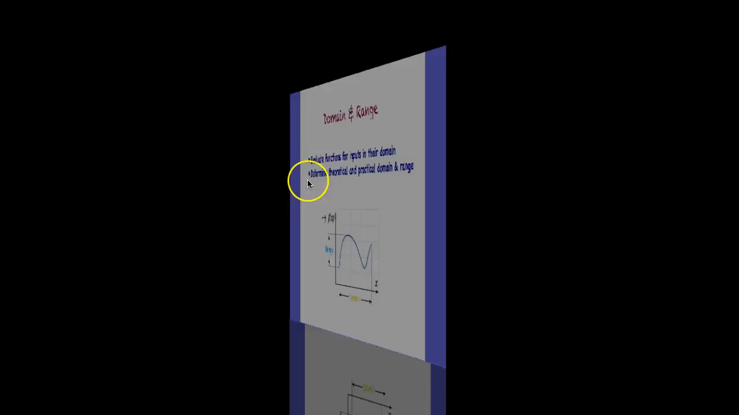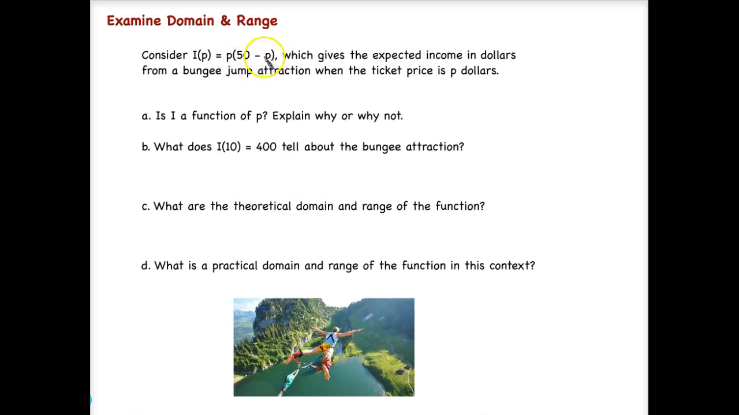Let's look at a first example. Let's examine domain and range in this problem. Consider this equation. This equation says I of p is equal to p times the quantity of 50 minus p. This gives the expected income in dollars from a bungee jump attraction when the ticket price is $P. So we have the expected income given a ticket price. Pause the video for a second and think about what this equation means to you.